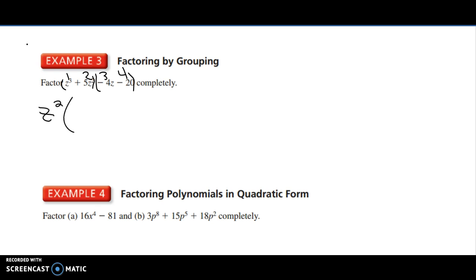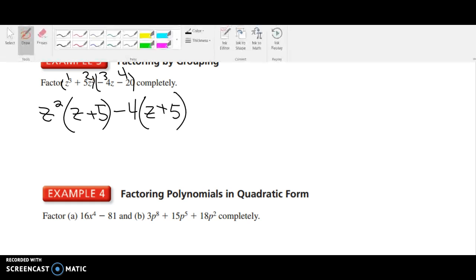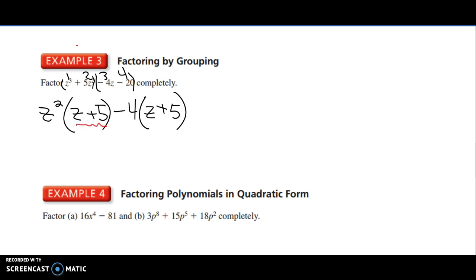z squared. And then I'm left with what? Z plus 5. From the second group, I want to take out a negative 4 so that I have the same thing left over. So what's left over? Z plus 5. So now that you can see z plus 5 and z plus 5 match, we can factor this into 2 groups and say z squared minus 4 and z plus 5.